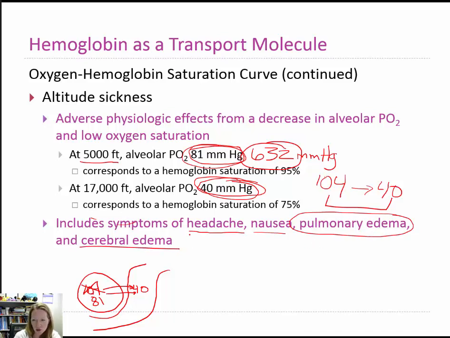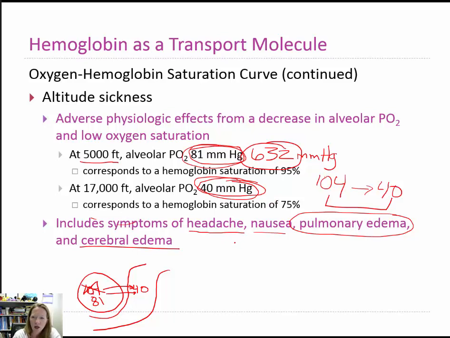This is even worse, cerebral edema. So it can eventually cause cerebral edema. But some people, if they just go to Colorado, even going to Boulder, it's not a big issue. But if you keep going up and up, like if you go to Pikes Peak, that's when some people can have altitude sickness. Some people don't.